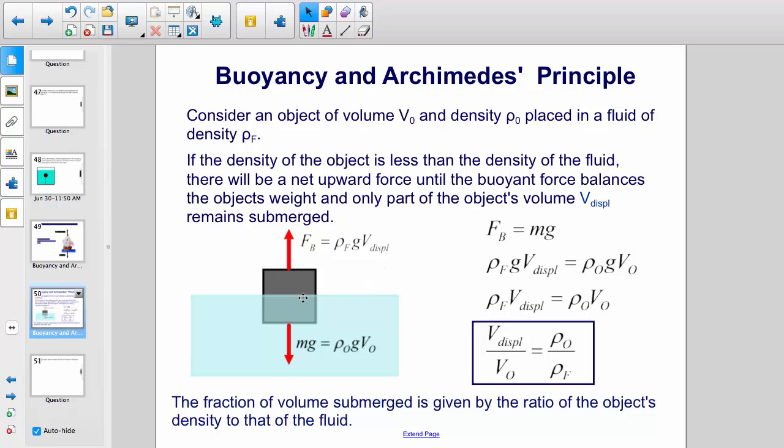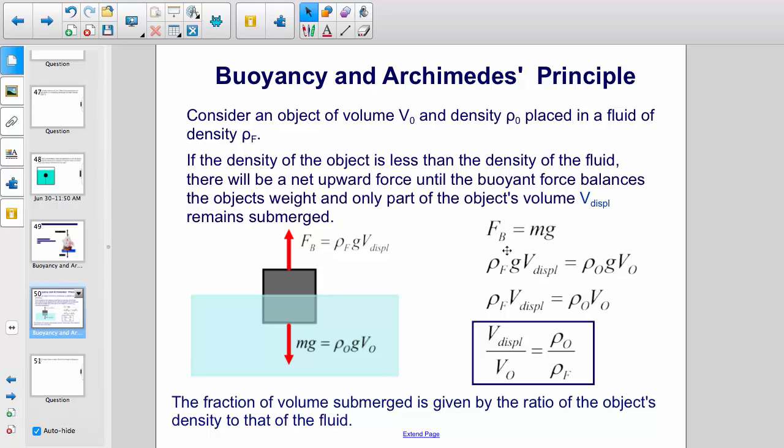Let's look at this mathematically. What you can see on the left is a picture of an object floating on a fluid. The weight of the object is mg, and the buoyant force by the fluid is given by the density of the fluid, g, and the displaced volume of fluid. Let's do the math. We'll balance buoyant force and object weight, and then we'll replace the buoyant force with what we know it to be, basically the density of the fluid, gravity, and the volume of the displaced fluid.